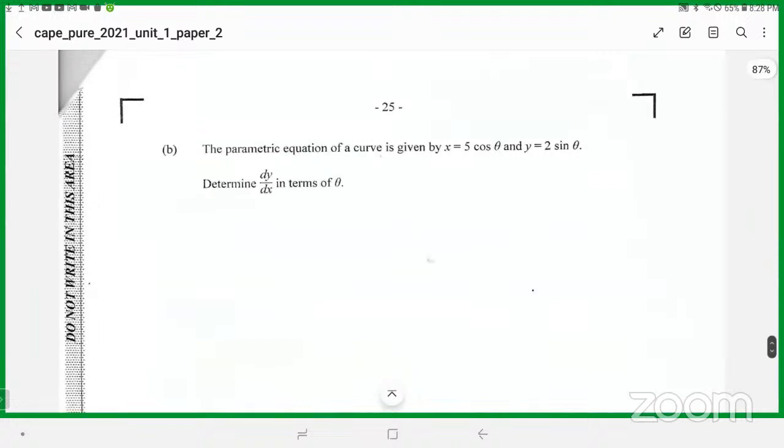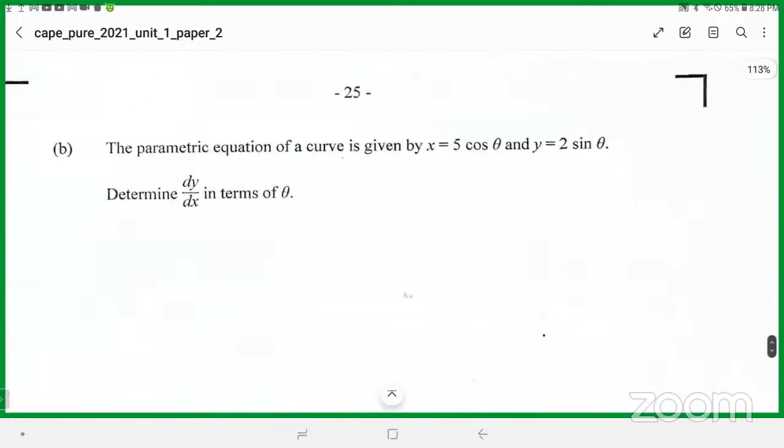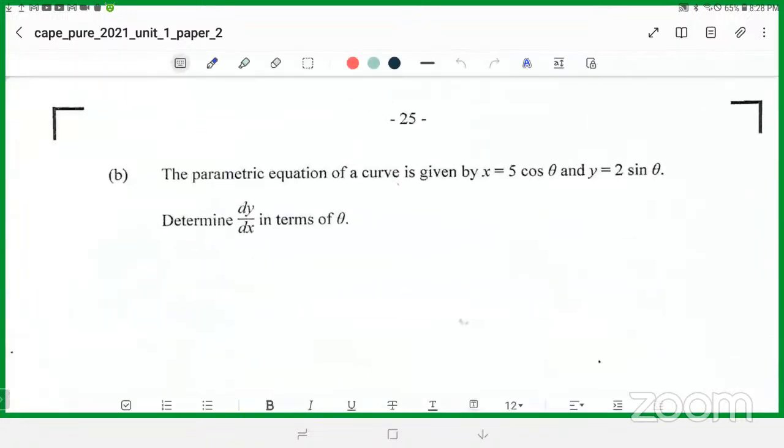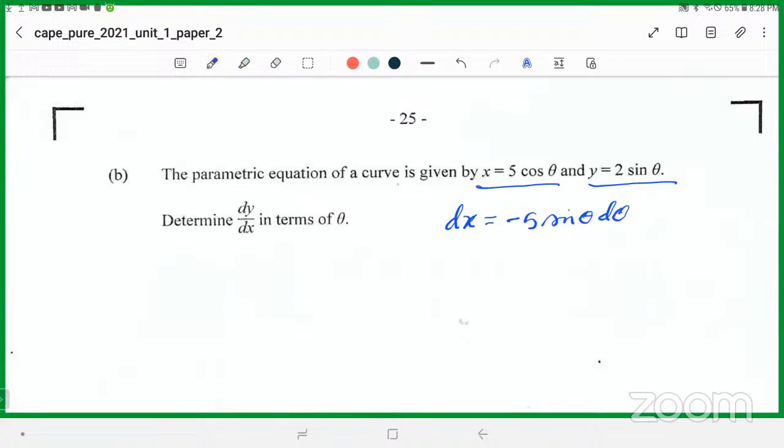All right, to see my idea still, let me show you something quick. A question like this is a nice parametric equations question. They wanted to get dy by dx. So I differentiate this side, and when I differentiate cos, I get minus sine. I get dx equals minus 5 sine theta d theta. And that's this one.